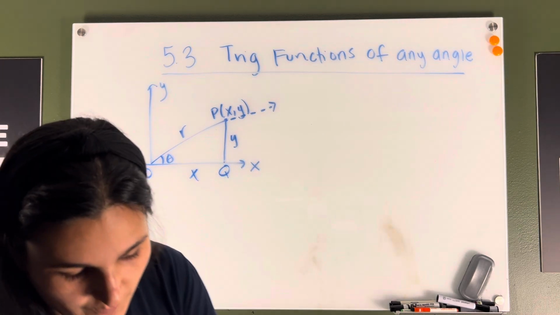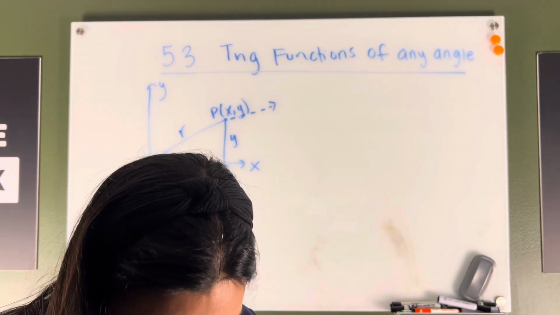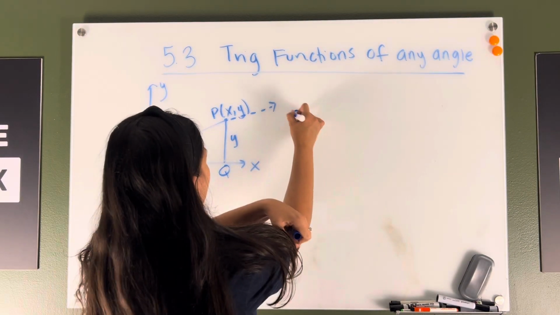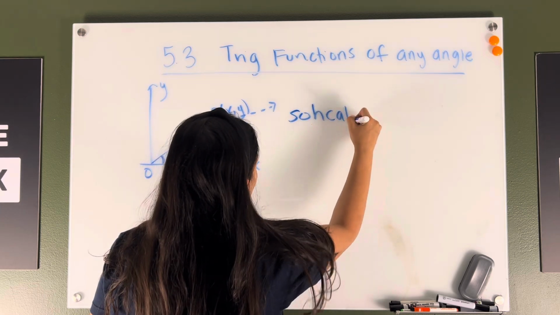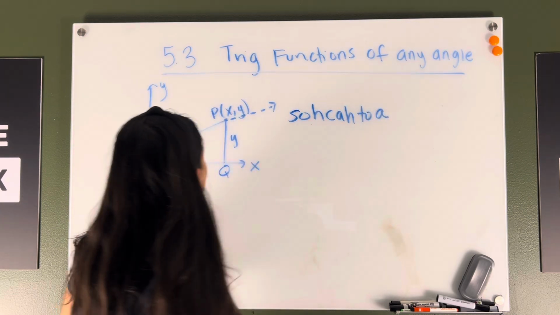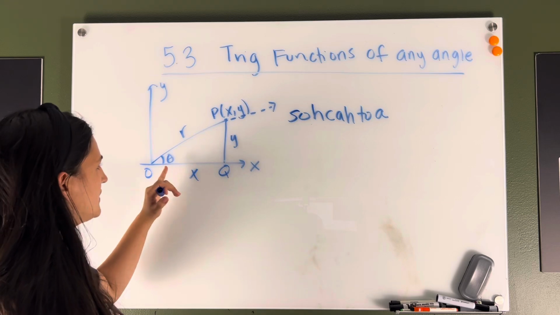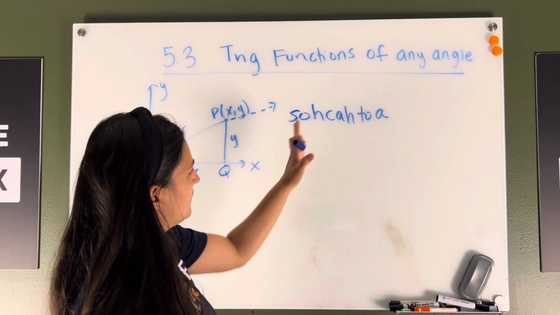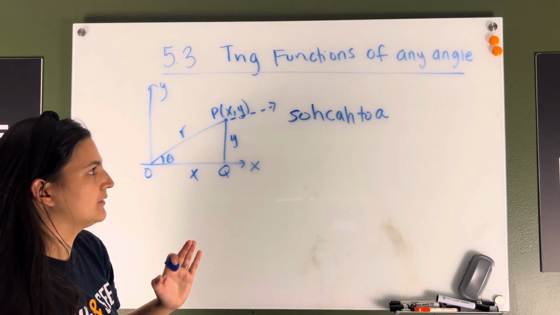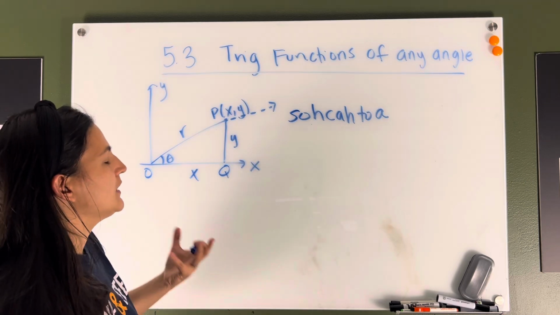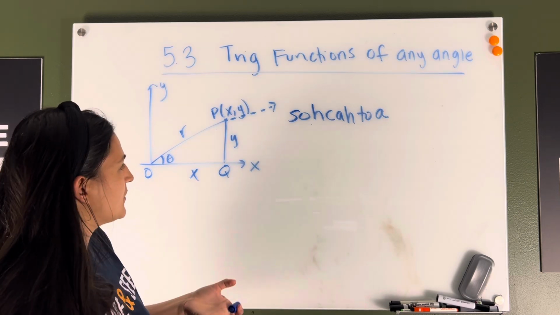Okay, so now this is when we use our trig functions. So remember SOHCAHTOA. You always look at the angle theta, and in relation to theta, we're going to find the sine, cosine, tangent, and then of course you can get the inverses: so cosecant, secant, and cotangent, right?